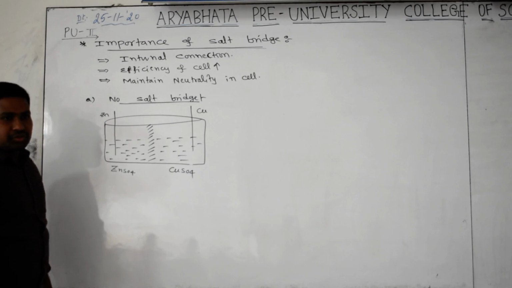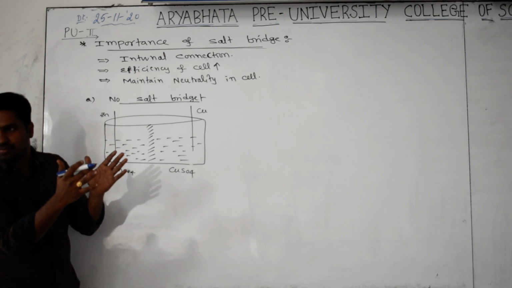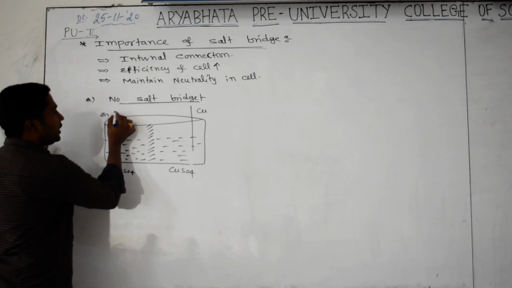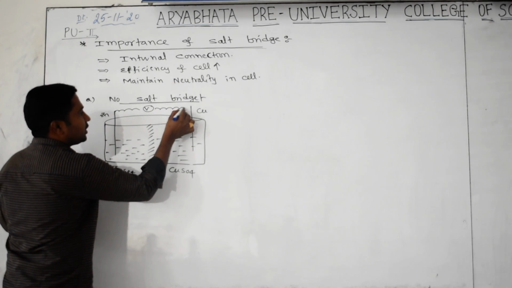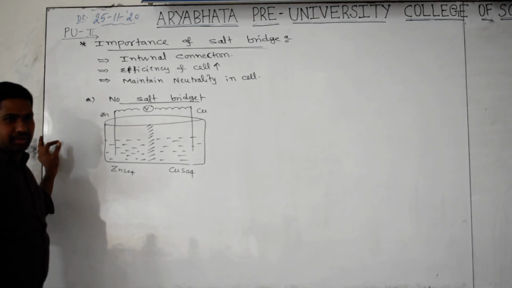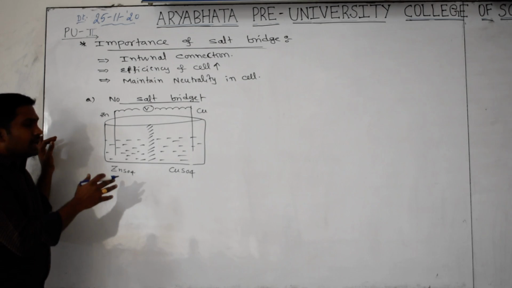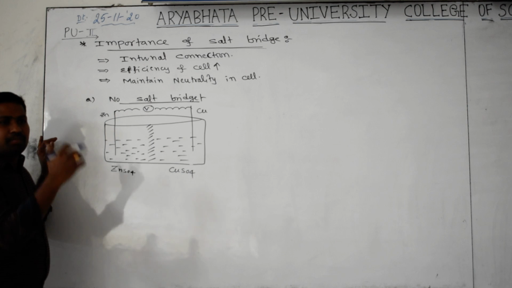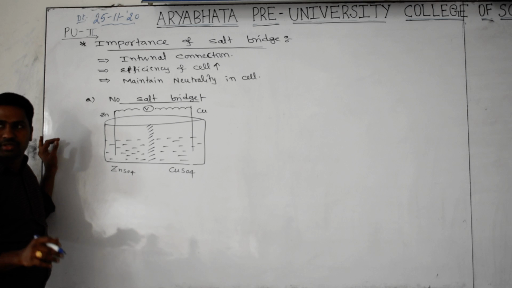Is there any salt bridge? No. Almost we are taking direct contact of the two solutions with each other. Then we connect them externally through a voltmeter to check the power supply, how much is coming. Then what happens? If you take it like this without using the salt bridge, the power generation from this cell will come down. Why? I will explain, see carefully.